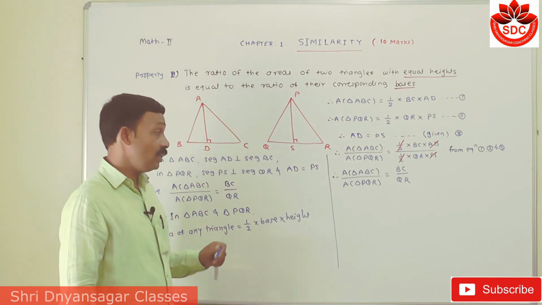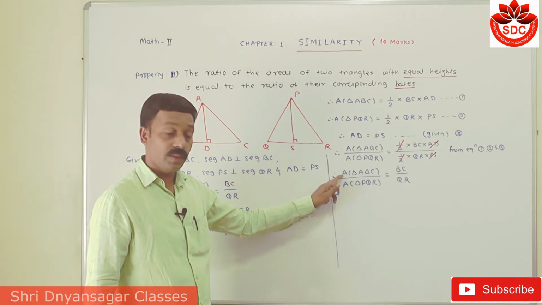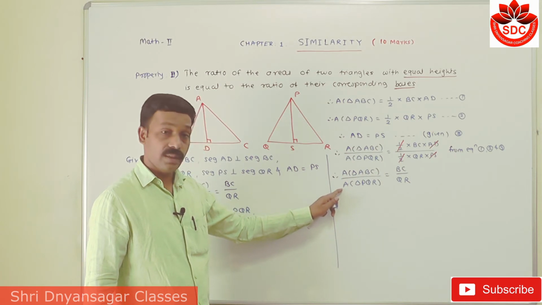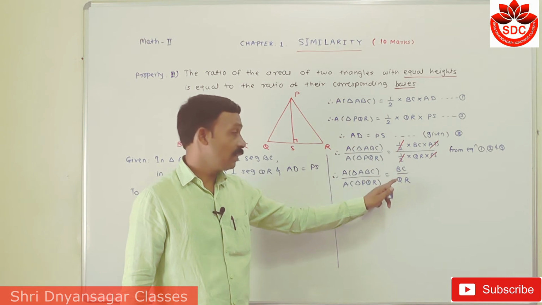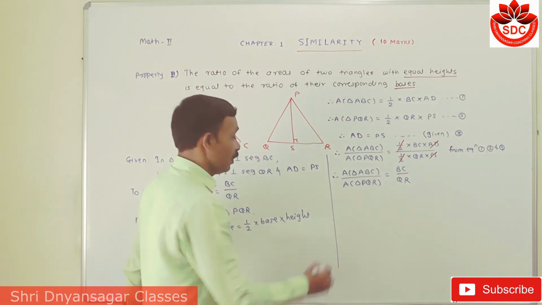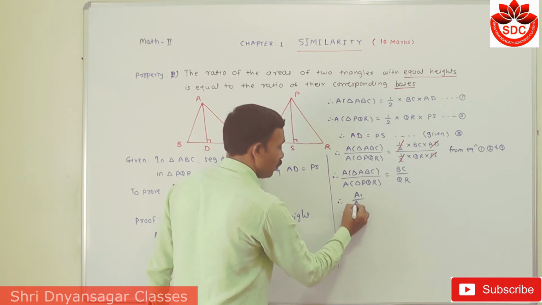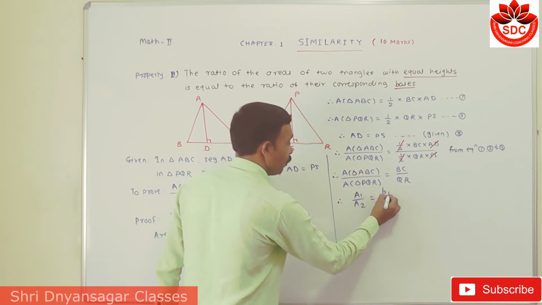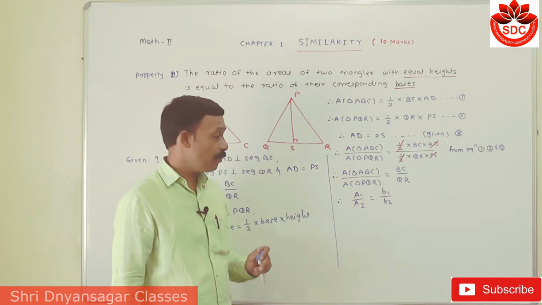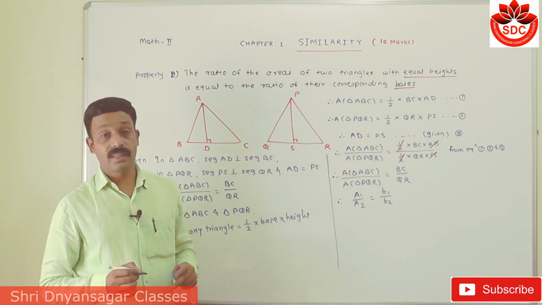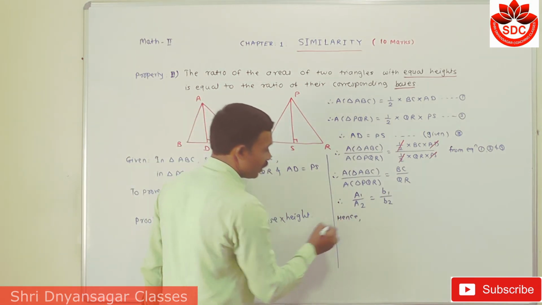Now we write in short. Suppose the area of this triangle ABC is A1, area of triangle PQR is A2, this base is B1 and this base is B2. Then we write: therefore A1 upon A2 is equal to B1 upon B2. We use this also to solve the examples. Now we write the answer in a full sentence. The answer is, again, you have to write a sentence.